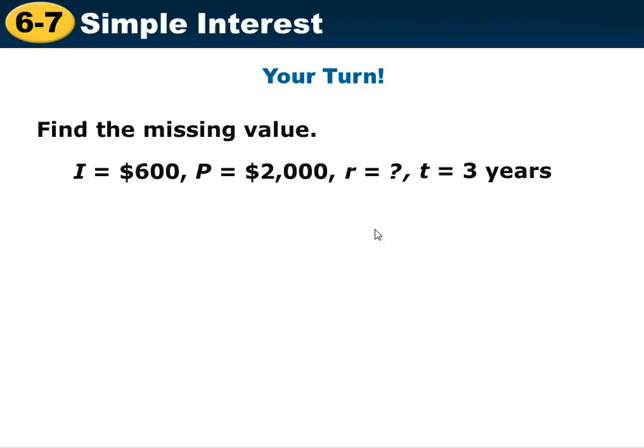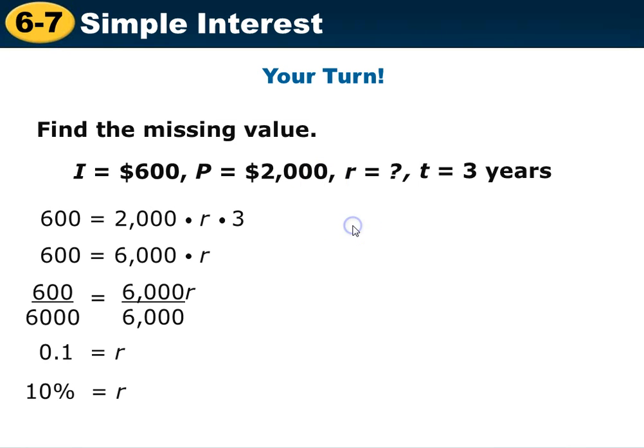Okay guys, welcome back. So again here we want to start with what we know. Interest 600, principal 2000, and years 3. So we multiply 2000 by 3 to get 6,000, and then we divide by 6,000 on both sides to solve for R. Now please remember again to multiply that 0.1 by 100 and we will get 10%.